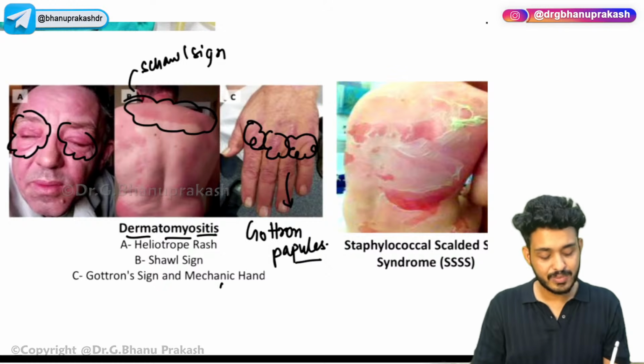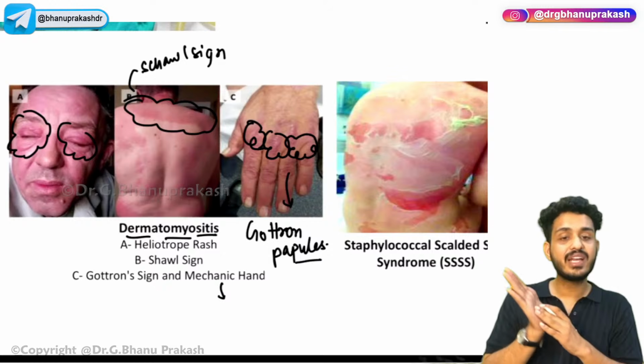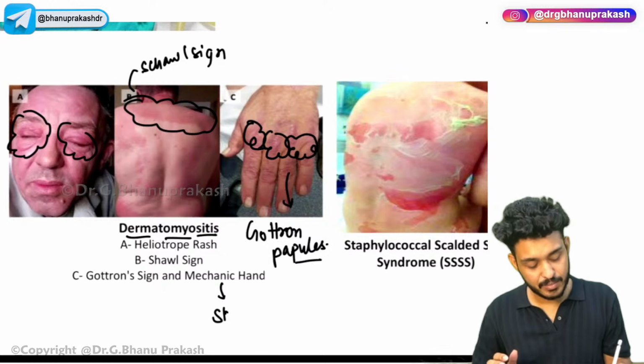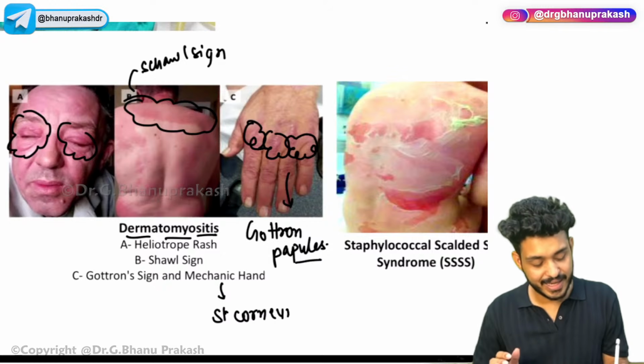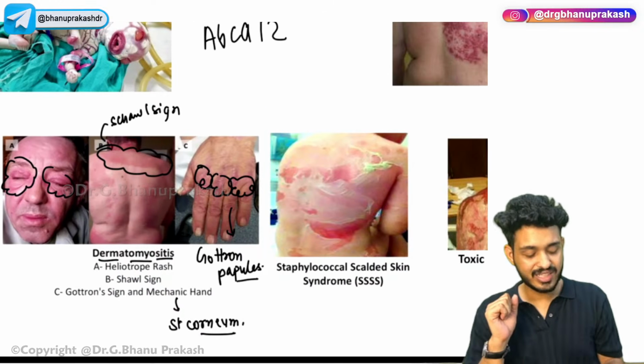Okay, you will also be finding mechanic hand. What is mechanic hand? There will be thickening of stratum corneum. Stratum corneum thickening is known as mechanic hand.